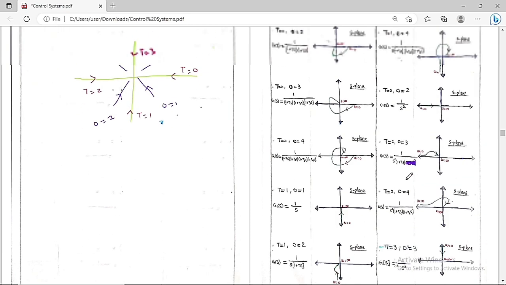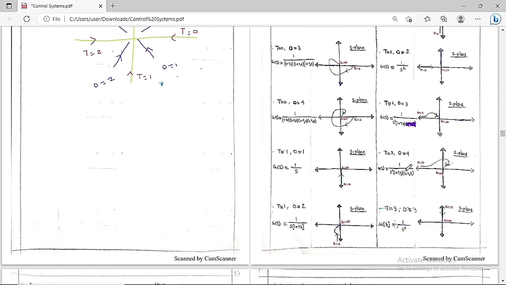Then let's go for the other system, which has the open loop transfer function G(s)H(s) equal to 1 by s square into (1 plus T1 s) into (1 plus T2 s). For this one, the type of system is the number of poles present at the origin in the open loop transfer function. Type of system is equal to 2.